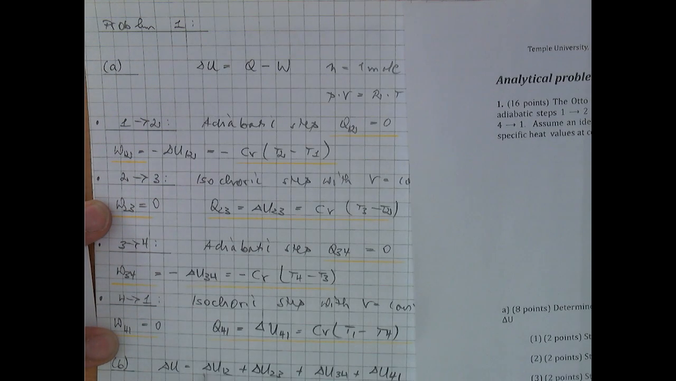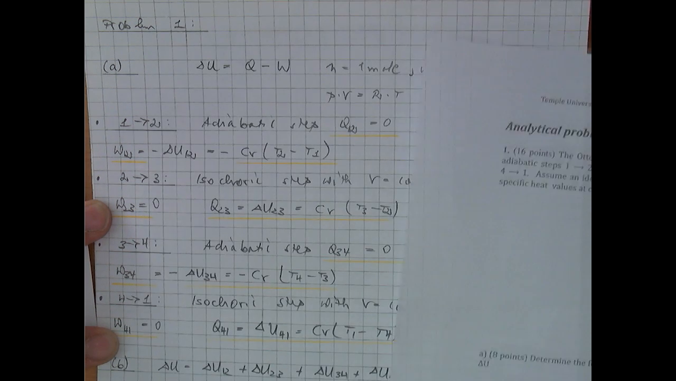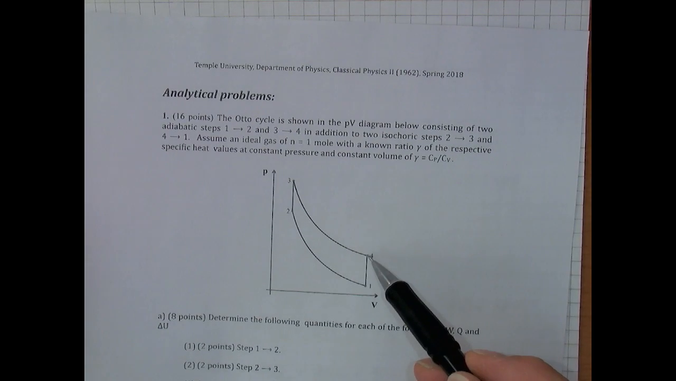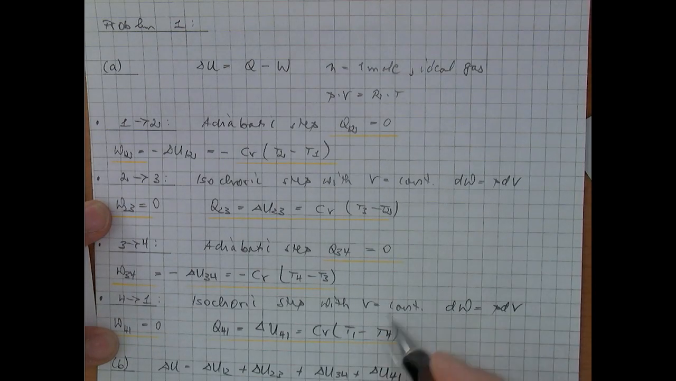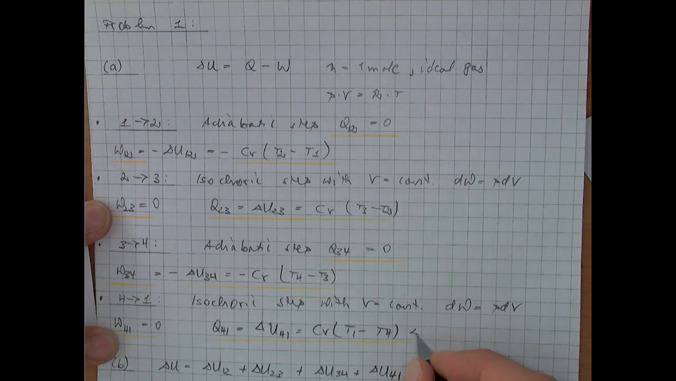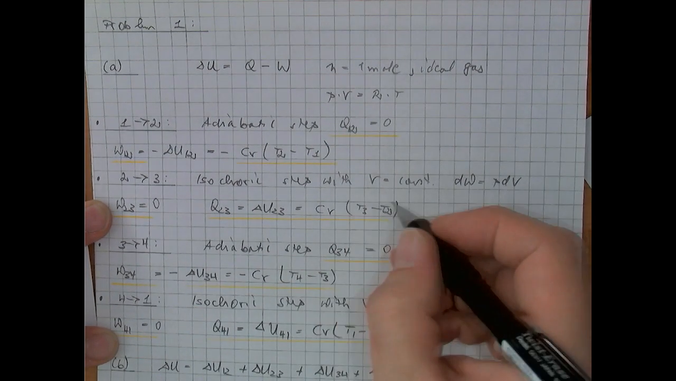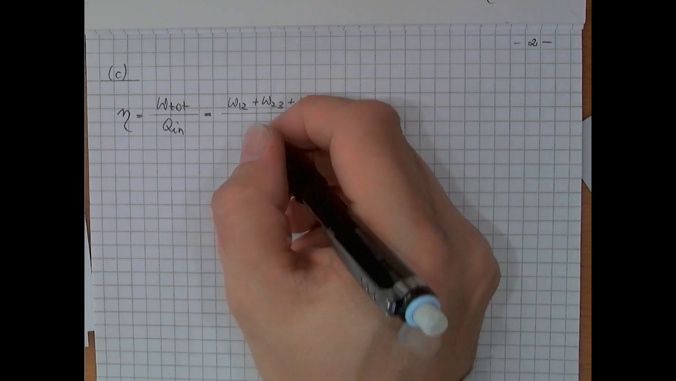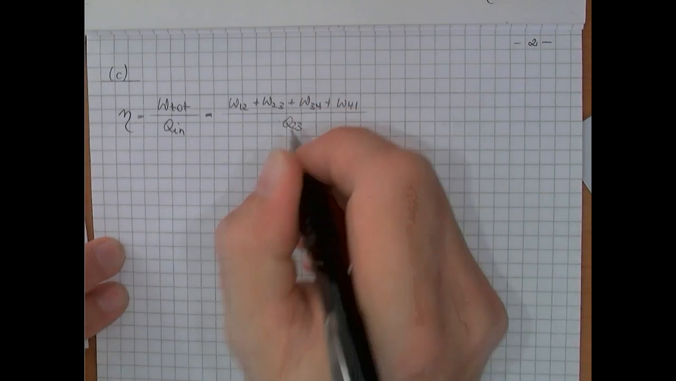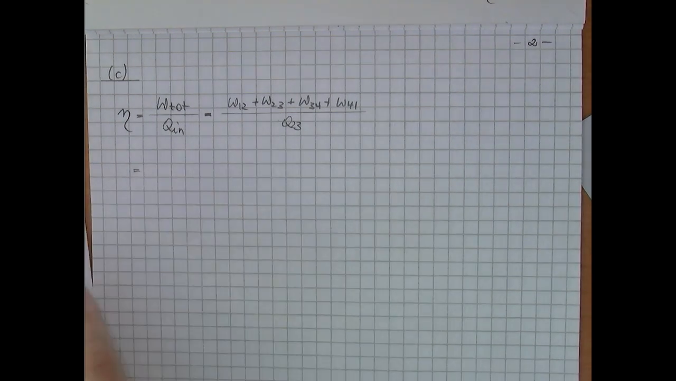Now here we have another non-zero heat contribution, Q41, which is T1 minus T4. But T4 is at a higher temperature than T1. So therefore, T1 minus T4 would be less than 0, whereas Q23 would be larger than 0. So therefore, it's very clear we have to divide this now by Q23. And the rest is a little bit of algebra now. So now what do we have?